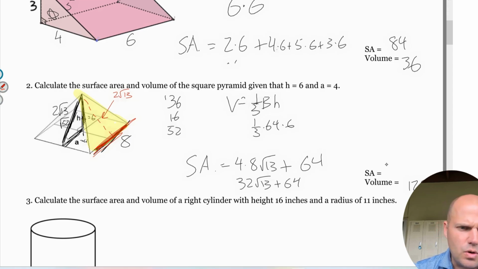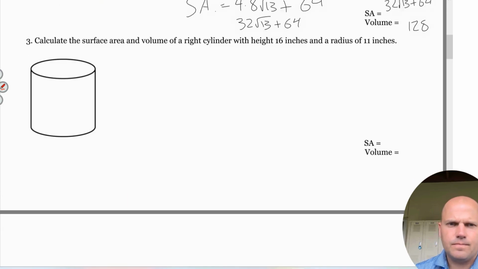Okay, make sure you understand that. You don't have to have it in this order. You can have a different order, and you're good.